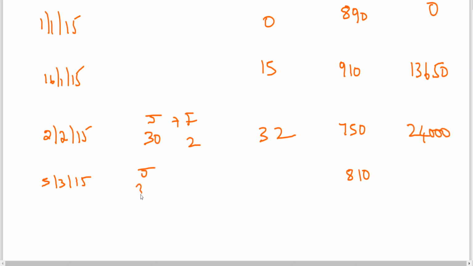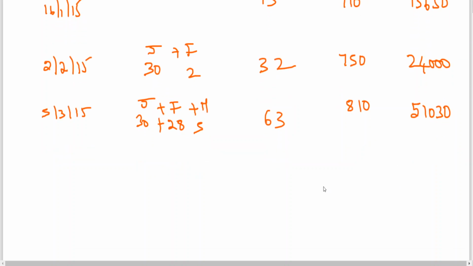Then January 30, February 28, this is 15, not a leap year. March 5. 30 days plus 28 days plus 5 days, it is coming to 63 days. So 63 days into 810 rupees, it is coming to 51,030 rupees. Clear to all of you?